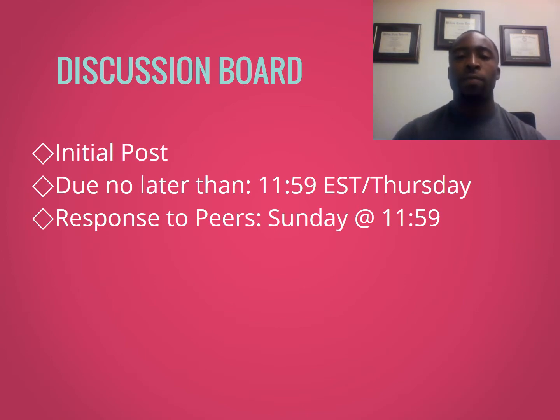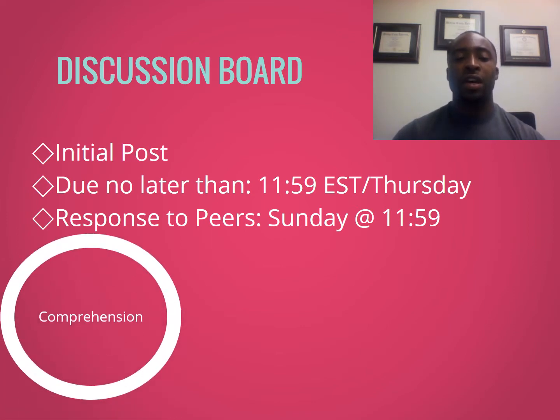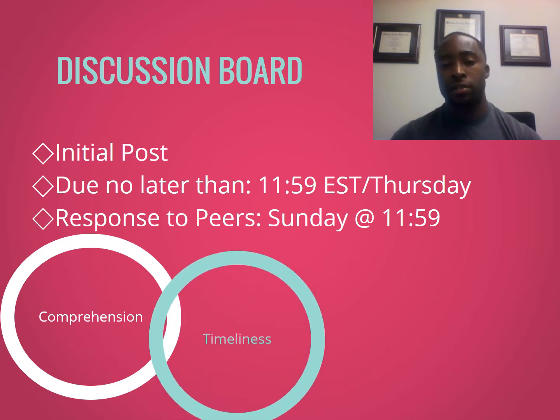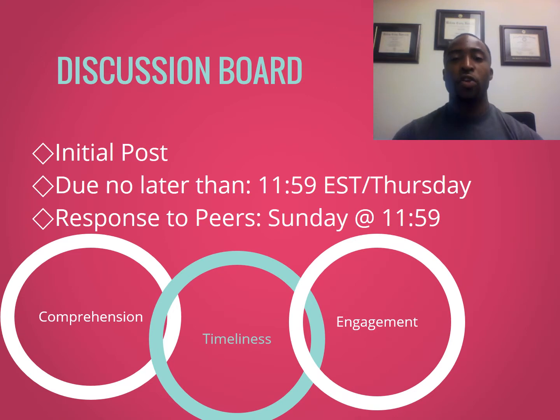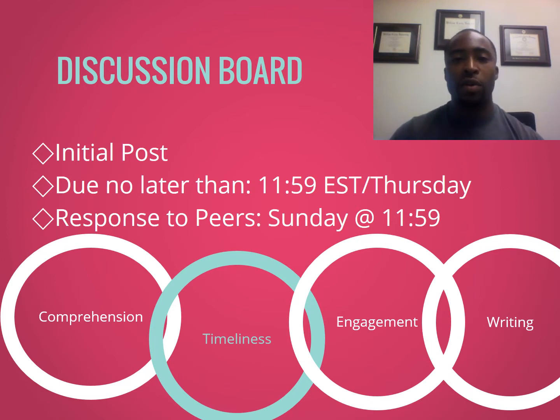And remember our 4 criteria in the discussion board. We have comprehension, how well you understand, your timeliness, if you get things done on time, your engagement level, being sure that you communicate with at least 2 of your classmates, and your writing. We want to focus on your structure, your flow, your grammar in those different areas of the post. And the next slide is going to talk about the Online Writing Center, and I'll go in a little more detail on the next slide.